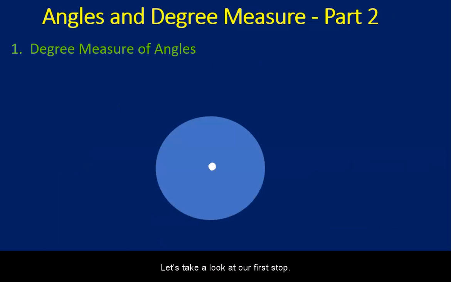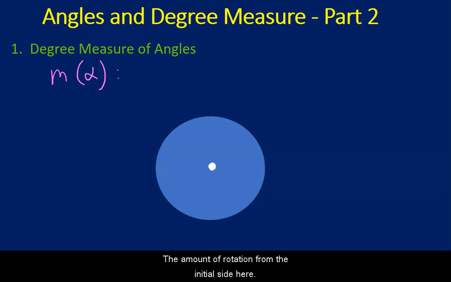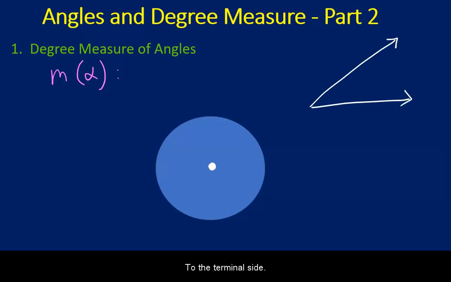Let's take a look at our first topic. Before we define the degree measure of angles, let's talk about the measure of an angle alpha. The notation for the measure of alpha is m of alpha. The measure of alpha indicates the amount of rotation from the initial side here to the terminal side here. It's not clear what the amount of rotation is, so we have to do something more.